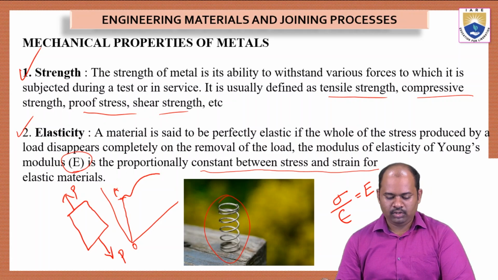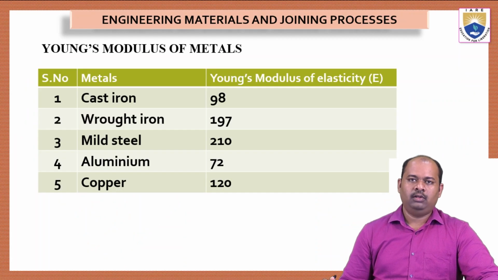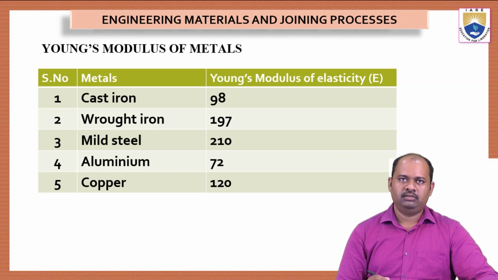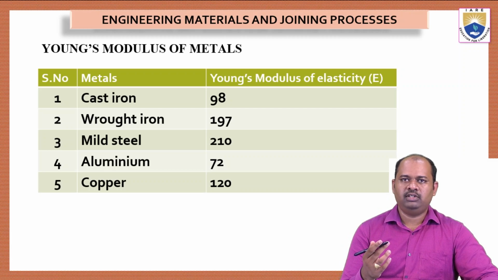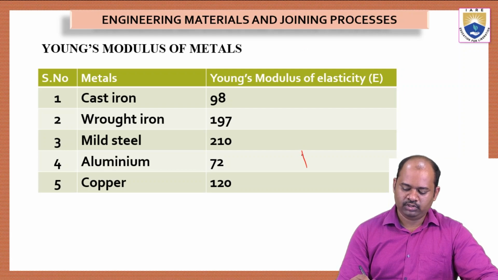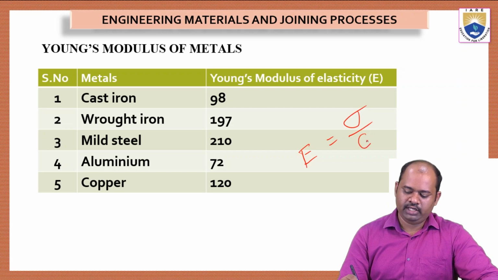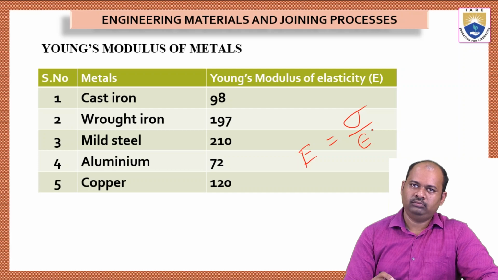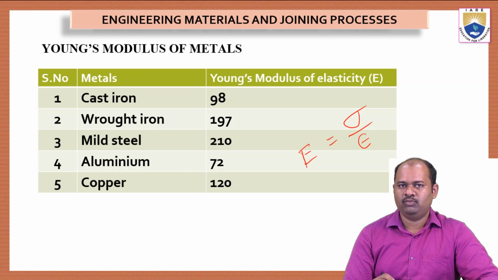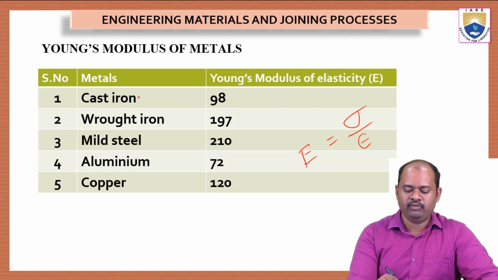Okay, now we'll see another values of Young's modulus. So when we study Young's modulus, it is the property or the ratio of stress to strain. Stress is generally denoted with sigma and strain is denoted with epsilon. So this ratio is called Young's modulus. The values of Young's modulus for different metals is given here.